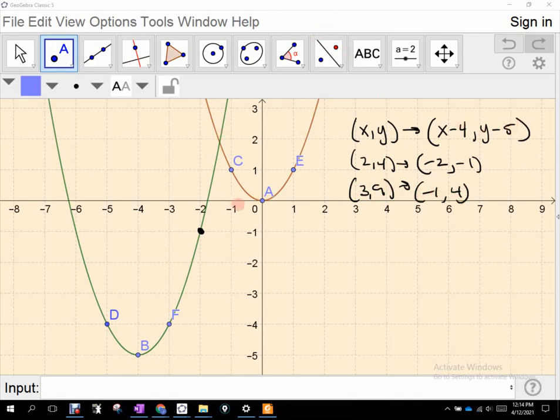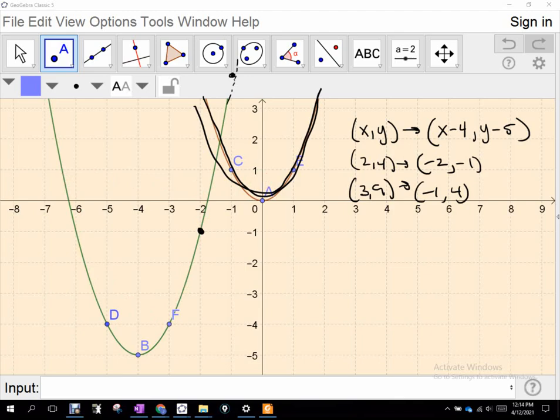So negative 1, comma 4 would be right there, and if we extend it, we could see that does go through that point, right? Does that make sense what we're doing there? Taking points that you know are on that pre-image and either adding or subtracting to the x values and y values to get a point that is then on your image. That's what a mapping does, okay?